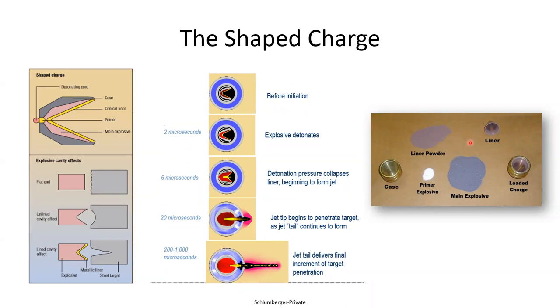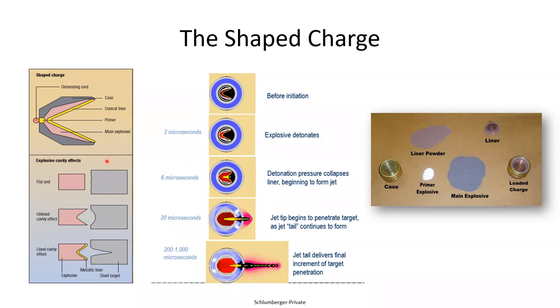If we go to this other picture, we can see all the items of the charge separately. We have here the case, the liner powder, the primer explosive, and the main explosive. This liner powder is what composes the liner. As you see, the liner has a conical shape, and this conical shape has an angle. So here is the charge completely assembled.